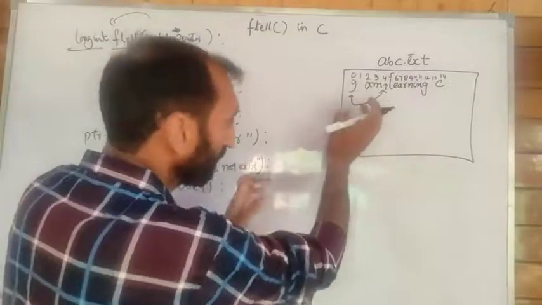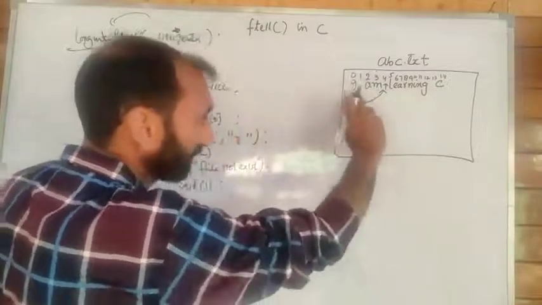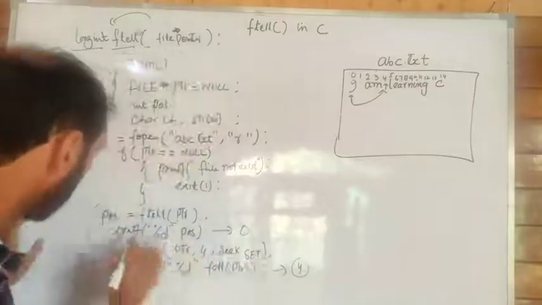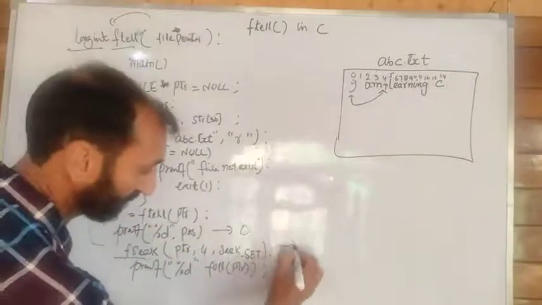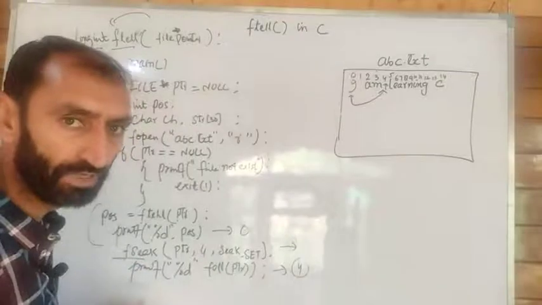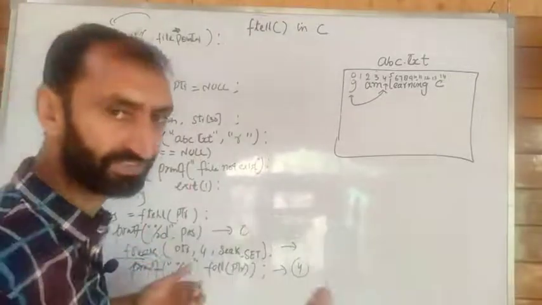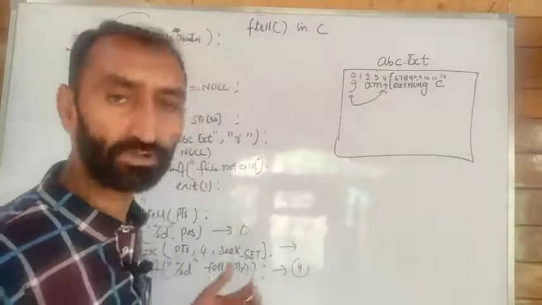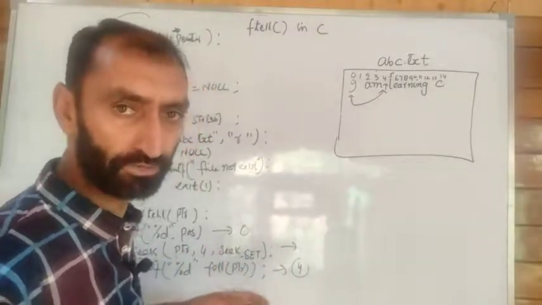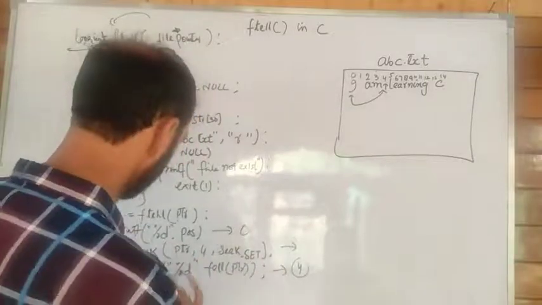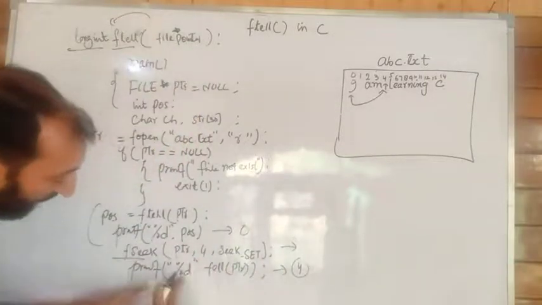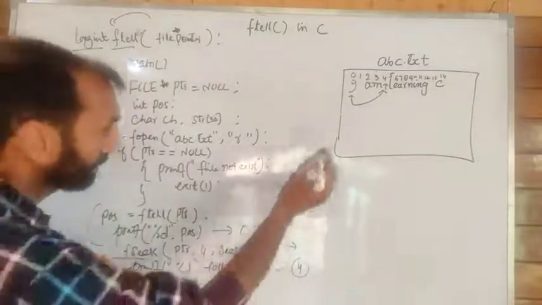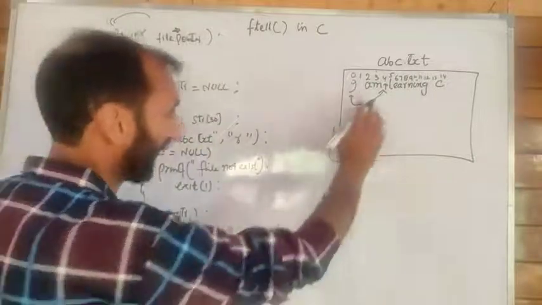So now, because we have moved the file pointer 4 bytes forward using the fseek function, which we have already discussed in the previous video, everything regarding the fseek function has been discussed very minutely and thoroughly. If you have not watched it till now, you can go and check out that video first and then come back to this topic. Printf %d ftell ptr will return 4, because the file pointer is at position 4.